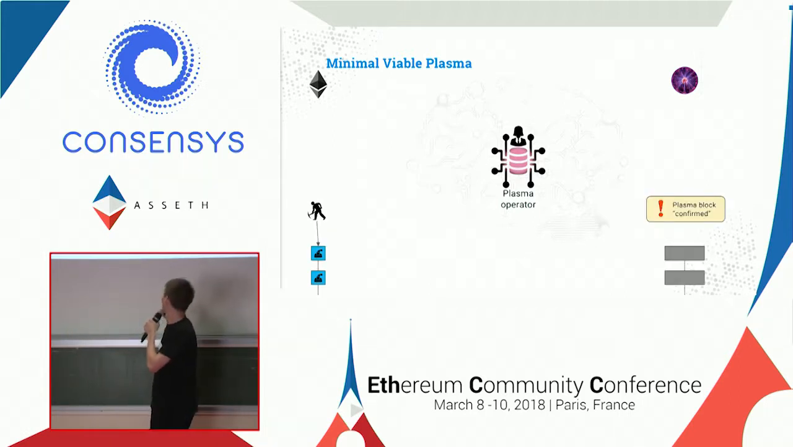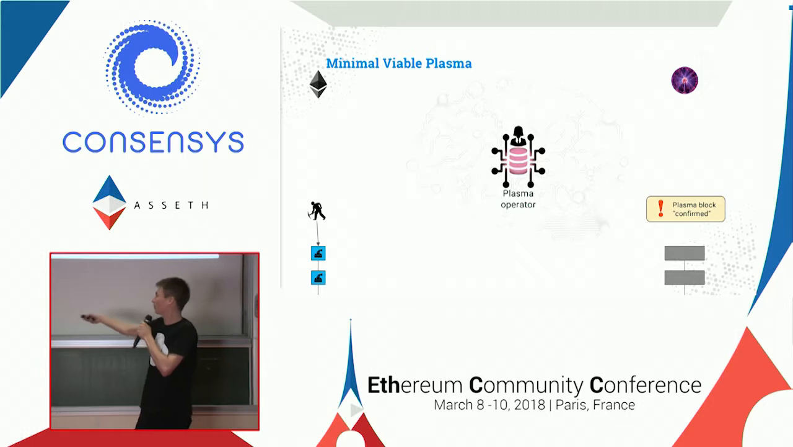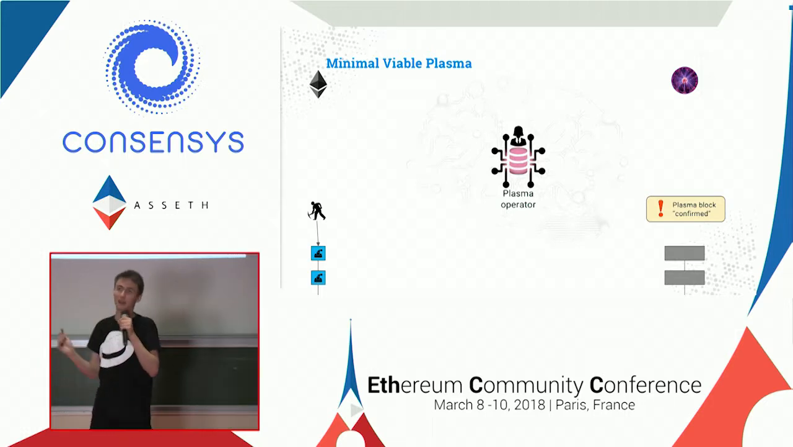And so that basically makes the Plasma chain block go from light gray, where it's not confirmed, to confirmed, once it's been included in the Ethereum main chain.